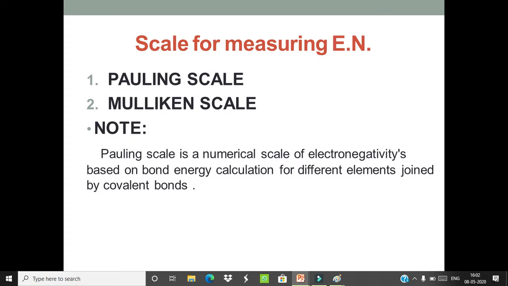And another rarely used scale is the Mulliken scale. So basically there are not only two scales, there may be four scales. For example, the Allen scale is also there. But we discuss only these two scales because they are in your syllabus.